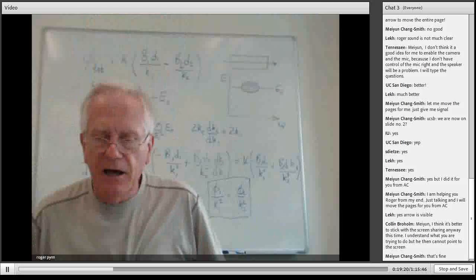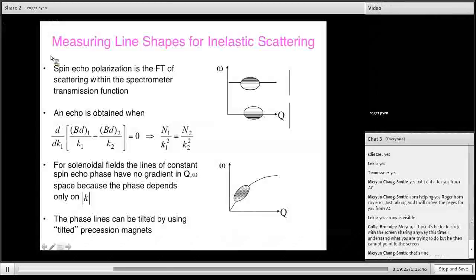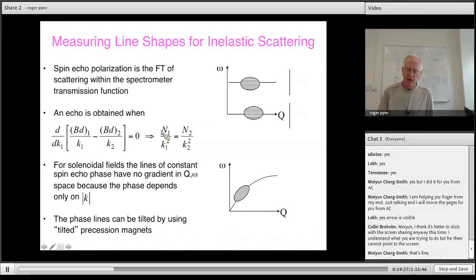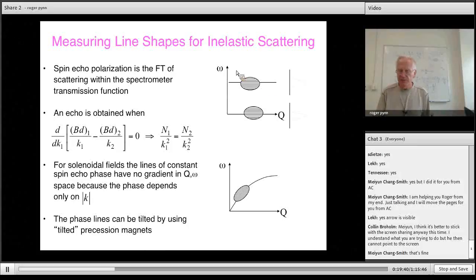And let me see if I can go back to the phase angle in the first leg of the instrument. I've written it as N1, which is just the number of turns. So I can measure a horizontal dispersion curve, or the width of it, or the lifetime of it, if you like, by setting up the instrument so that I have different incident and final wave vectors, and setting them up using this equation.